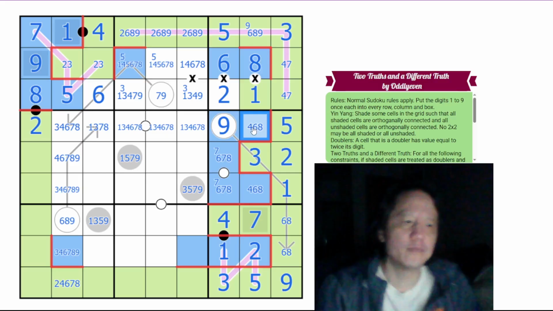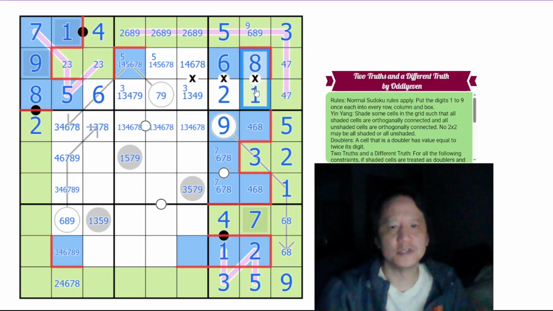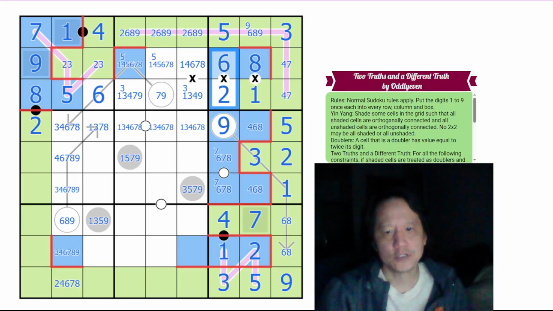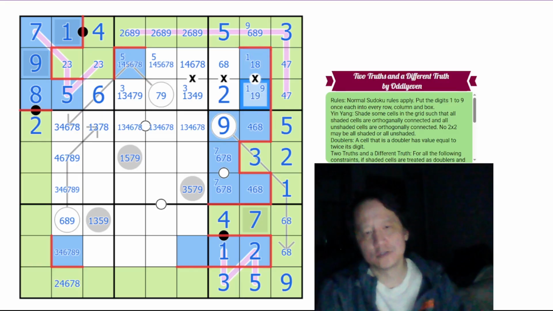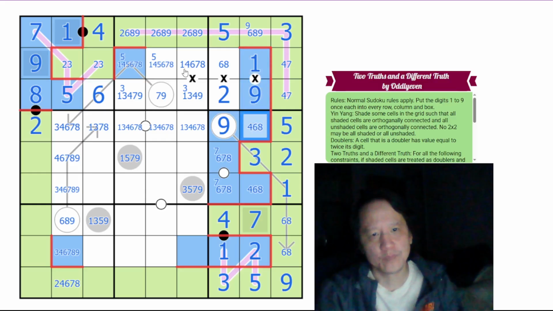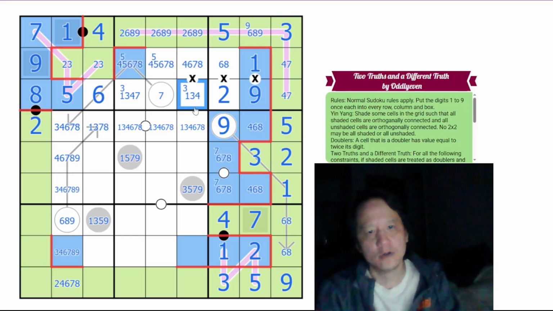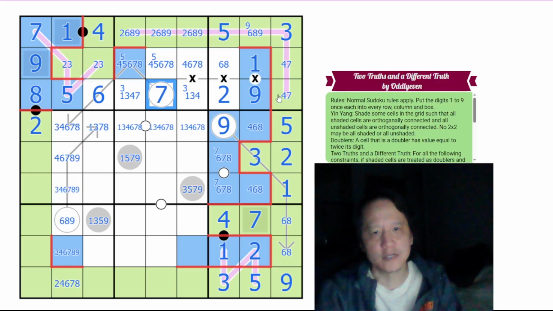But the problem is this doesn't work if blue is doubled. And this doesn't work if blue is doubled. So therefore, this can never be green. This has to be blue. So it must be the same set, which means it's 1 and 9. So this is guaranteed to be 9, and that's 1. That eliminates 1 here. And this can't be 9 anymore. So this has to be 7. This is 7. This is 4.